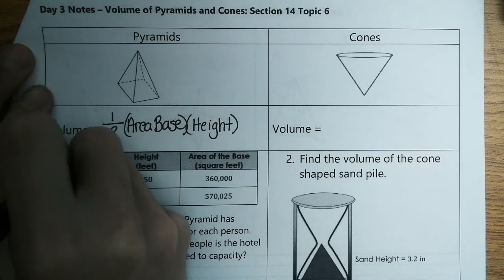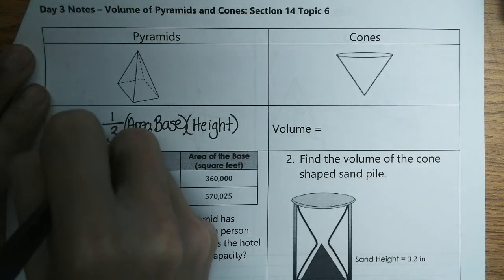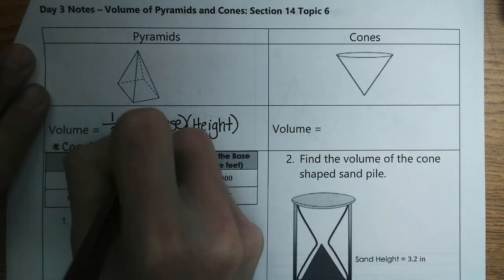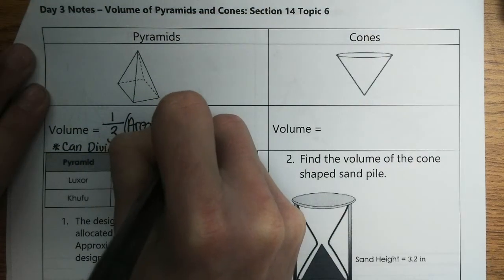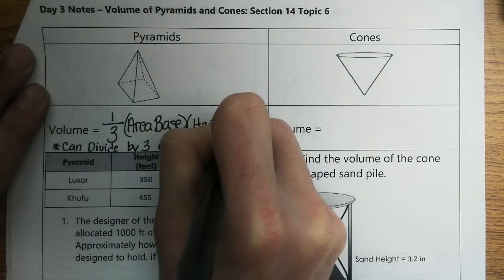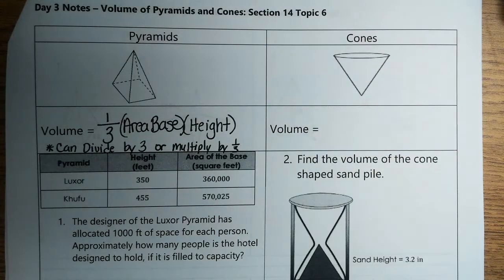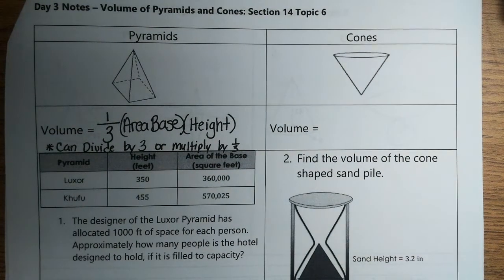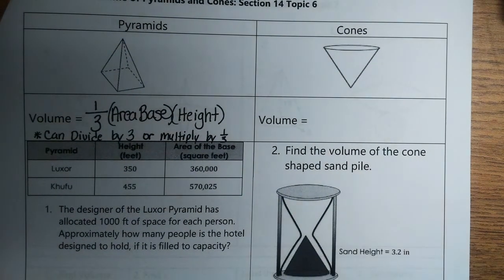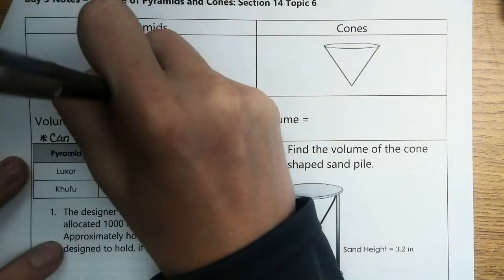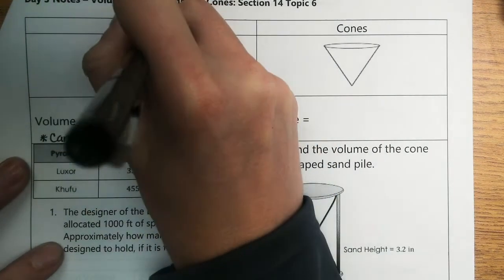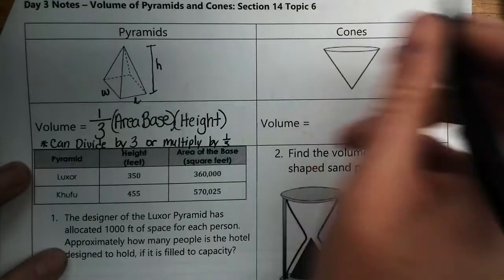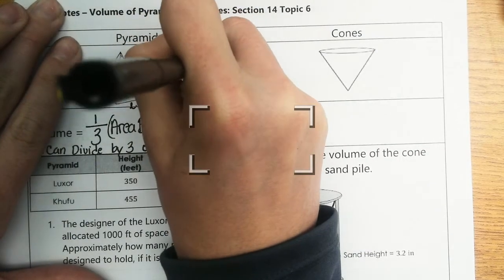I'll put here, can divide by 3 or multiply by 1/3. They're the same thing. So if you want to do area of the base times the height and then divide by 3, that's fine. So for this specific pyramid, if this was the length, that was the width, and it was this high, the volume would be 1/3 times length times width times the height.